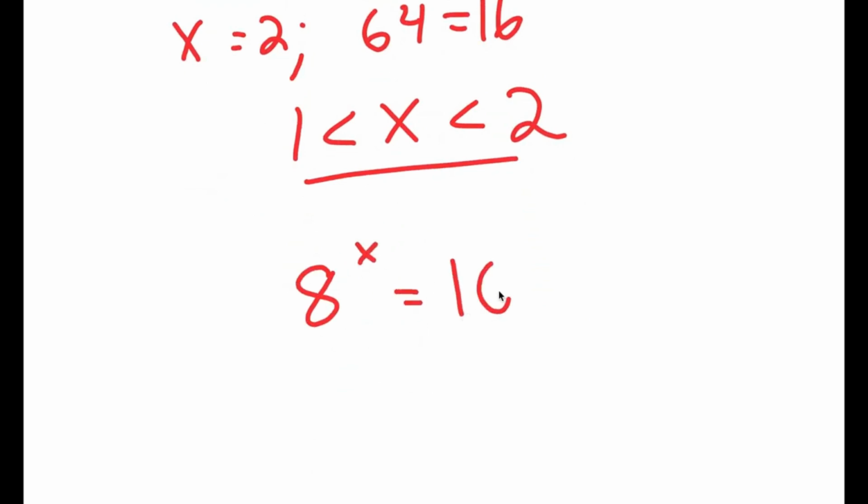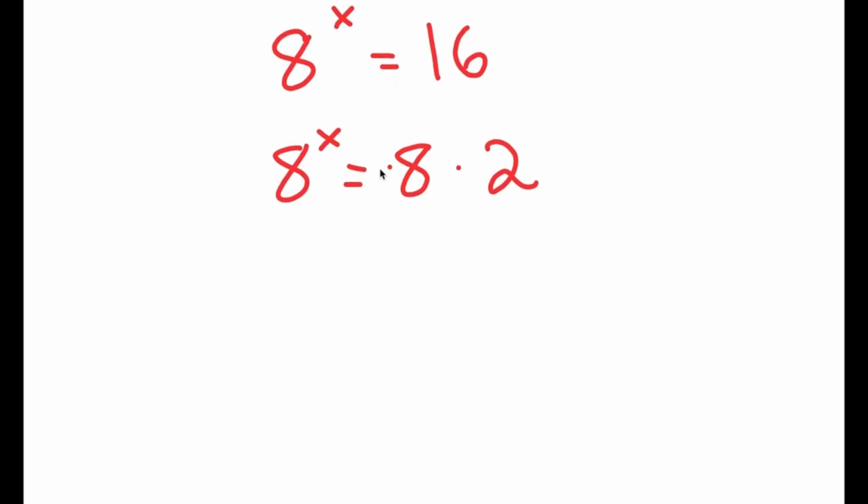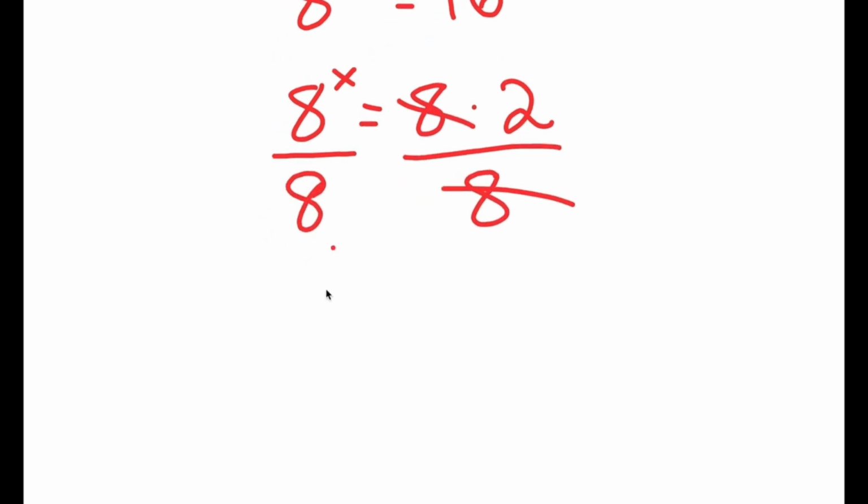Well, what I can do is rewrite 16 as 8 times 2. Now what I'm going to do is divide both sides by 8. So then these two cancel out, and I get 8 to the power of x over 8 is equal to 2.